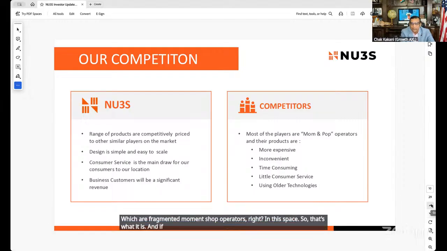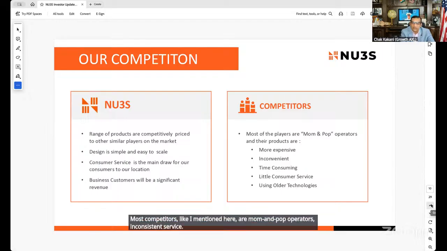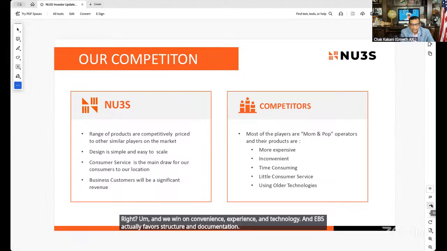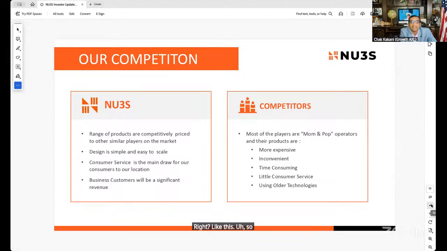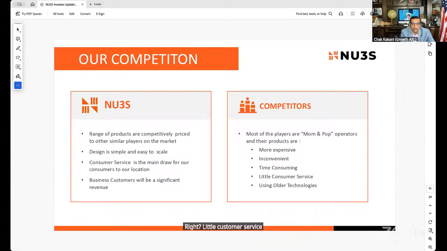If you see this, most competitors, like I mentioned here, are mom and pop operators with inconsistent service, right? And we win on convenience, experience, and technology. And EB-5 actually favors structure and documentation, right? So I always say this market is ripe for institutional, professional operators. That's who we are. And their products, when somebody's mom and pop, are more expensive, inconvenient, time consuming. The staff is always rotating, right? Little customer service, old technologies or no technologies sometimes. And so here is institutional execution. That's what we bring to the table.